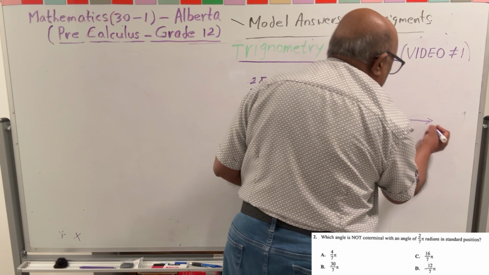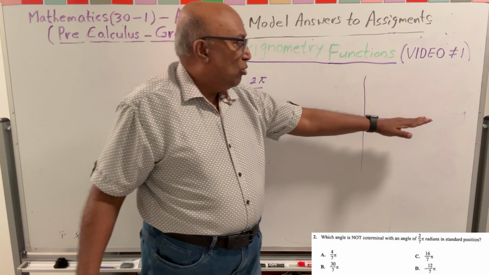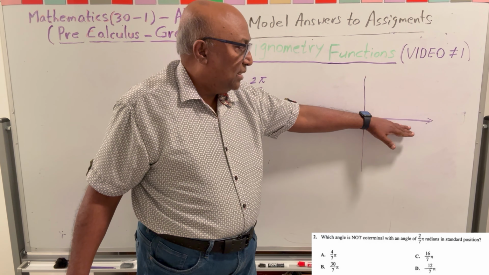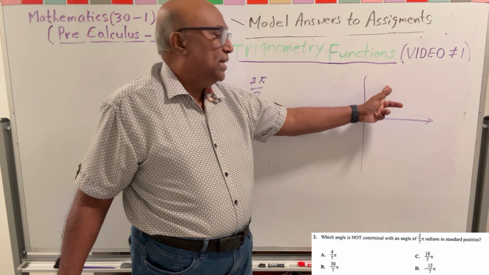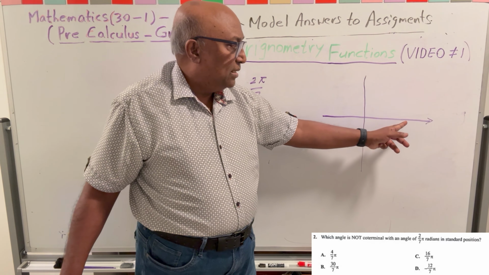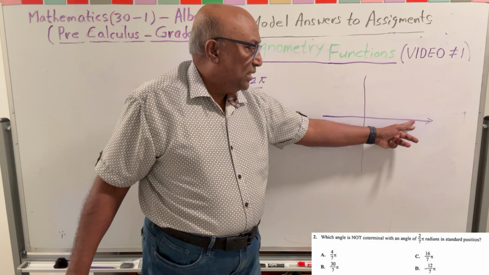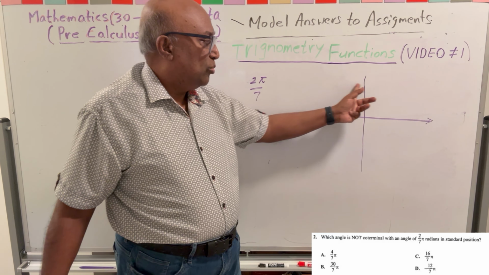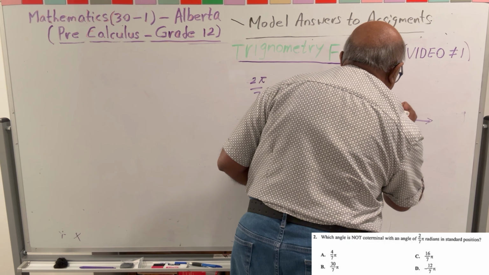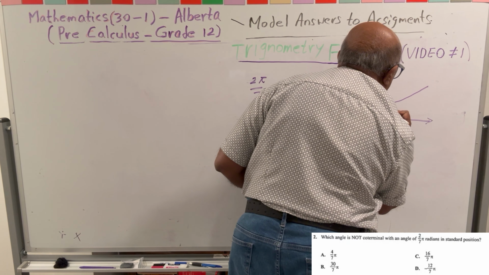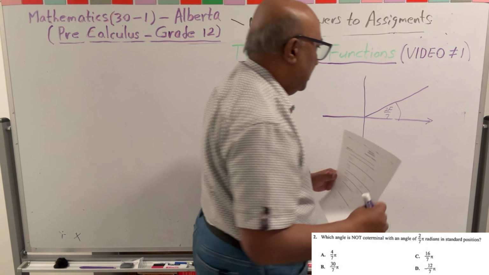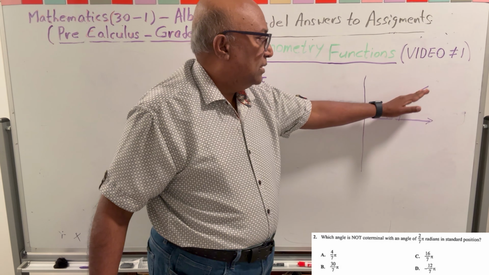In the standard position, the angle is always measured from the positive x-axis. If we measure counterclockwise, that is considered positive. If you measure the angle in the clockwise direction, the angle is said to be negative. Now, we can measure this angle in this way. This is actually an acute angle. This is the initial arm, this is the terminal arm.